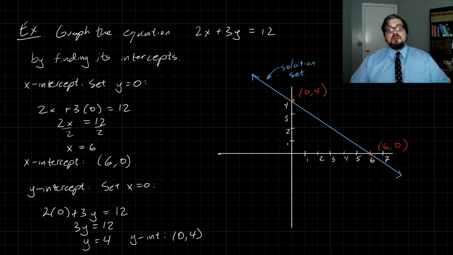So that's how we can graph equations by finding the intercepts, which is especially useful when they start off in standard form, because as you saw, the process for finding the intercepts was very easy, because in each case, one of our terms just turned into 0, and we were left with a very simple 2x equals 12 or 3y equals 12.